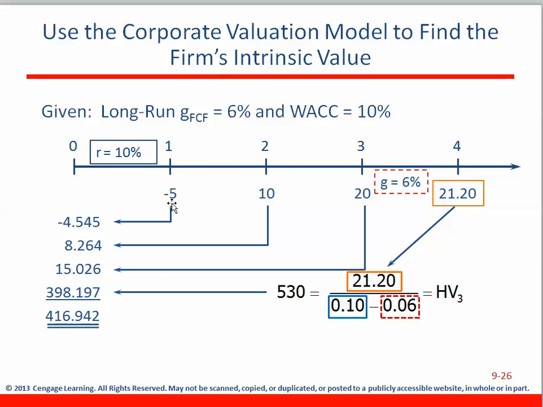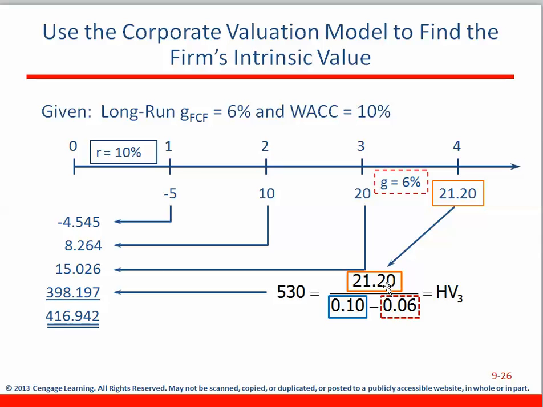So we've got -5 as the cash flow in the first year, 10 is the cash flow in the second year, 20 is the cash flow in the third year. After 3 years, cash flows are going to grow at a constant rate of 6%. So it's just like the stock problem. So 20 times 1.06 is 21.20. It's like D4, it's free cash flow 4, divided by WACC minus g, and that's 212. So this is the value of the company at time 3.